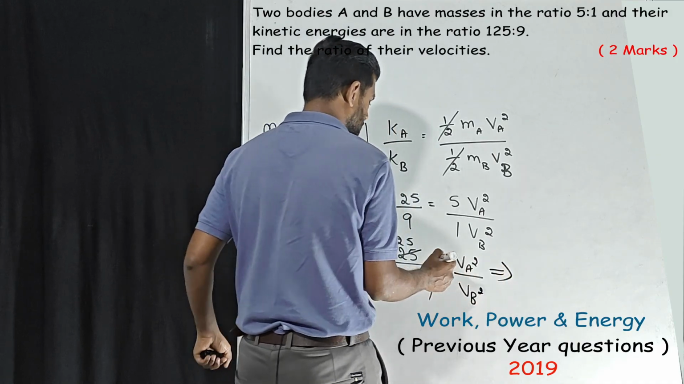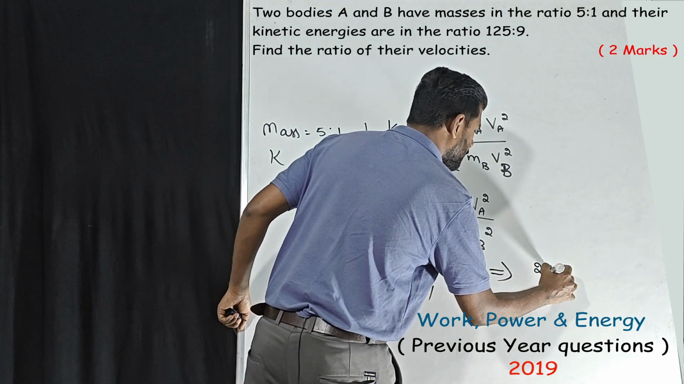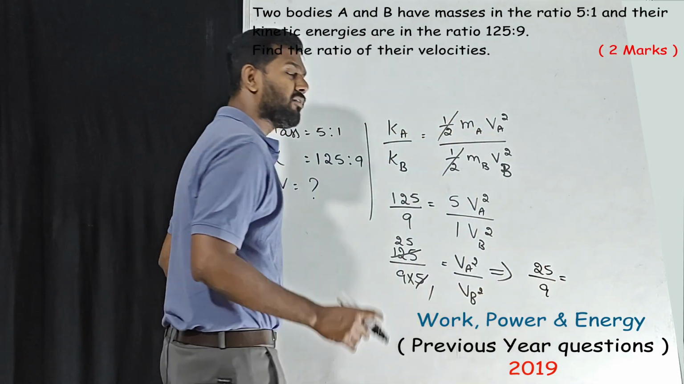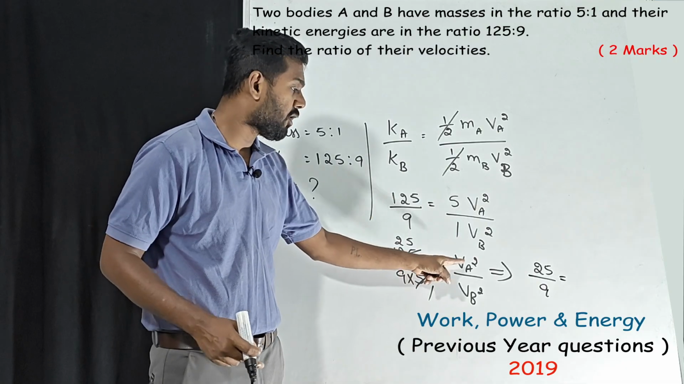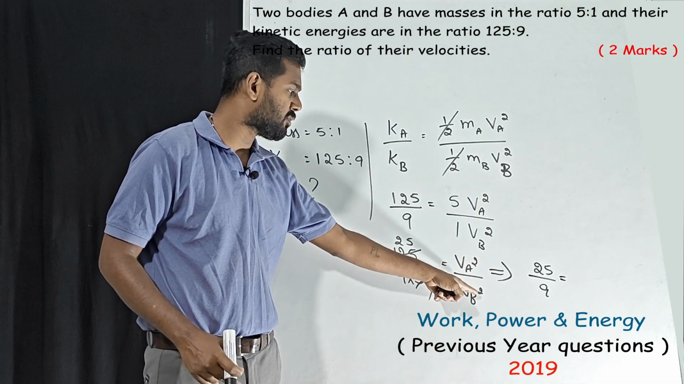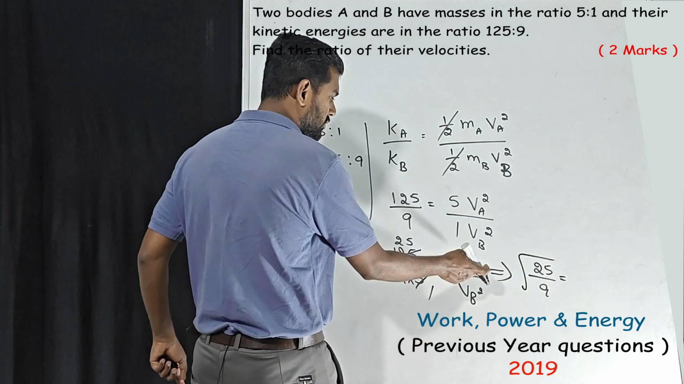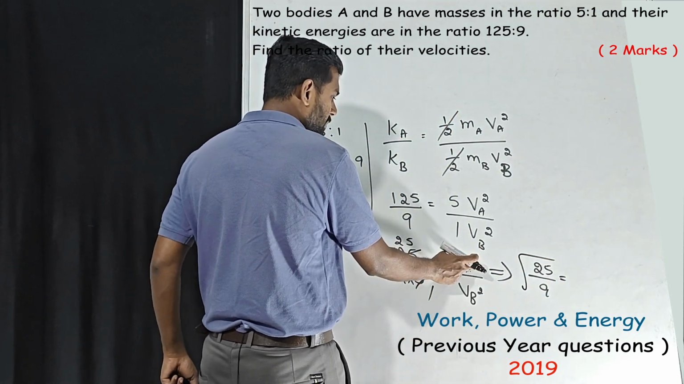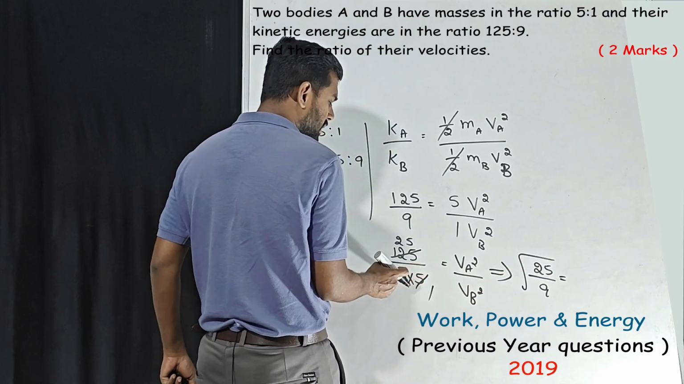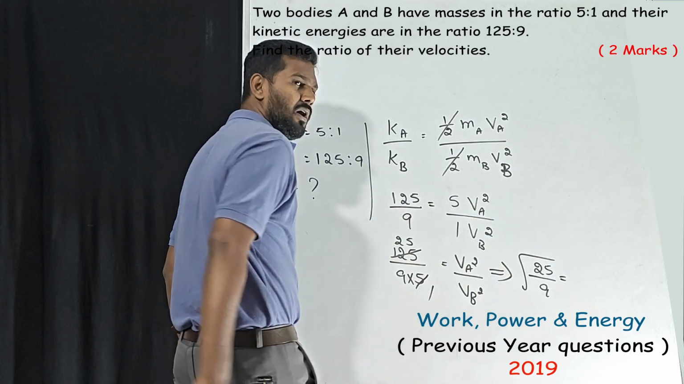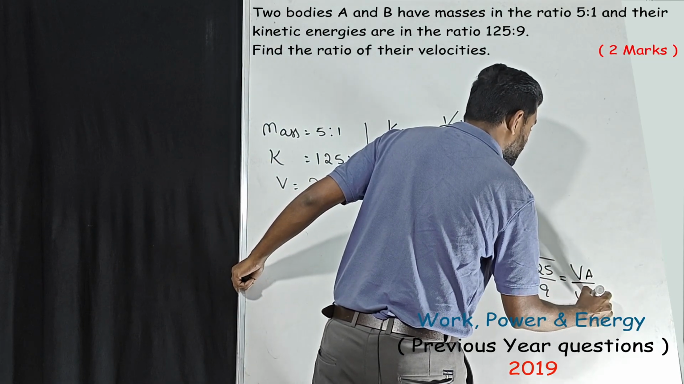So how can I write it? This is 25 by 9. Do we want VA square and VB square, or VA by VB? We want just VA and VB. We'll send both the squares to that side, so it becomes a square root. Because of this square, 25 becomes root 25, and because of this square, 9 becomes root 9. The same thing we have done on both sides. Then it is VA by VB.